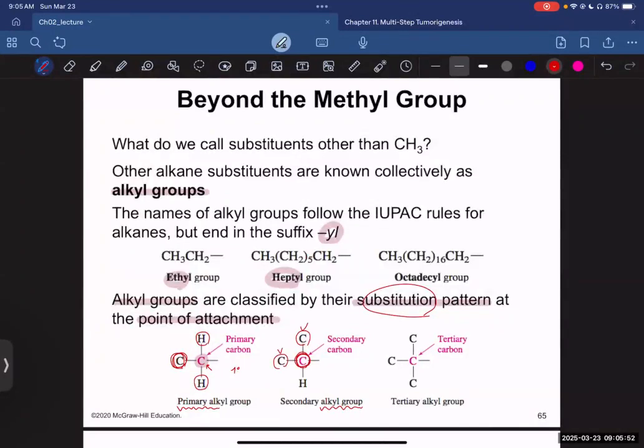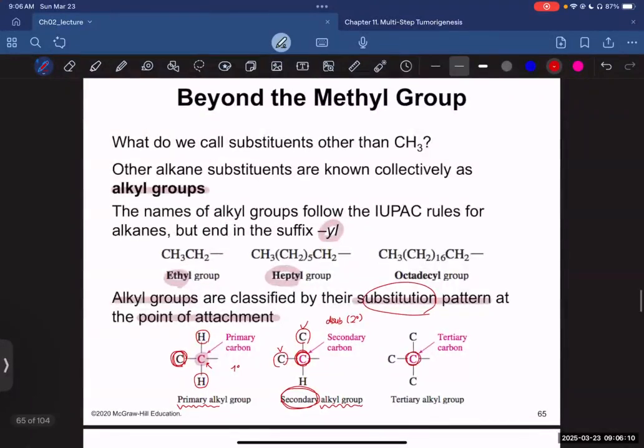And so the substitution pattern is going to be di-substituted, which we basically just kind of show it as so. And it's going to be a secondary carbon. And so we can call it also a secondary alkyl group. And if we have this major carbon that's going to be bonded to three other carbons, then it is going to be tri-substituted, and it's going to be a tertiary alkyl group.